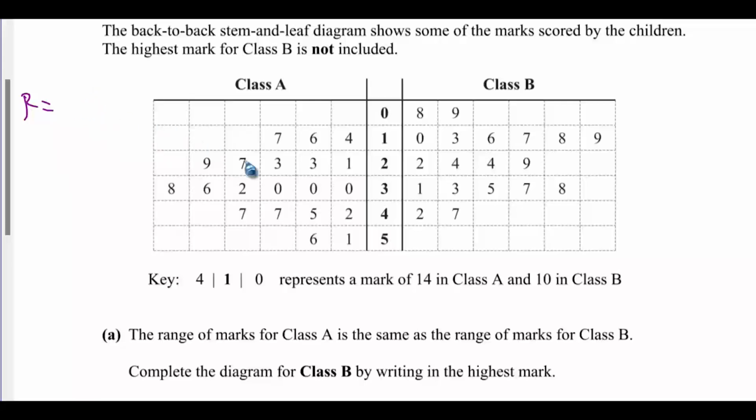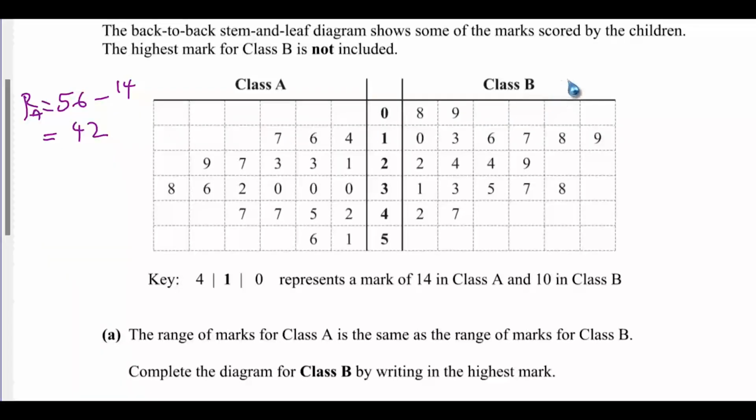So the range for class A will be equal to the highest number here, which is definitely going to be 56. That is 5 and 6, so that is 56. Then minus the smallest number here, which is 1 and 4, that is 14. So the range of class A is equal to 42.